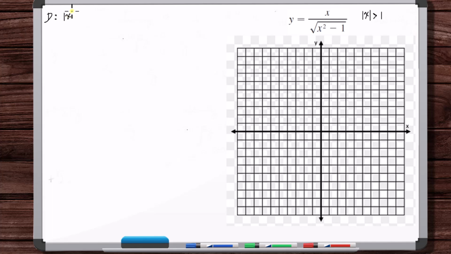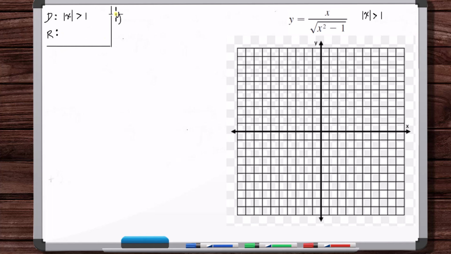The absolute value of x is greater than 1. If you have any x where the absolute value of that x is greater than 1, then it's part of the domain. Now the range, we'll come back to the range later in the problem.